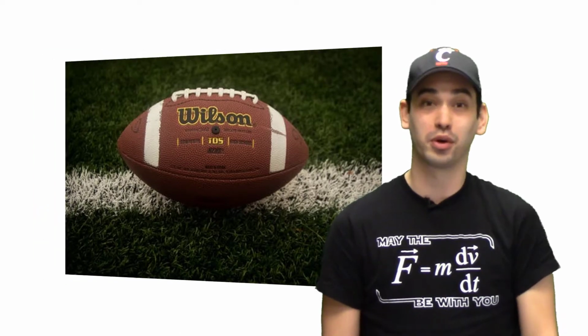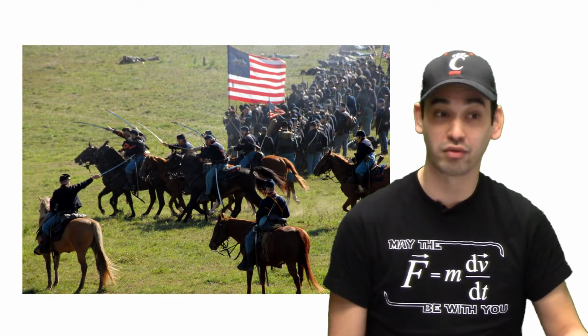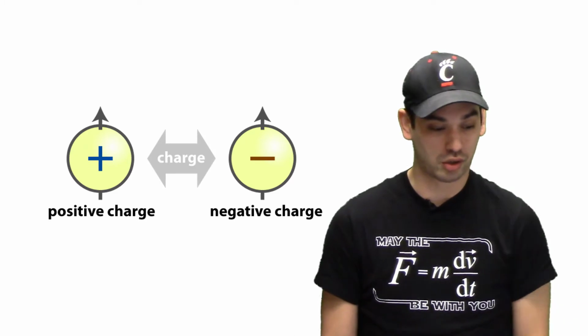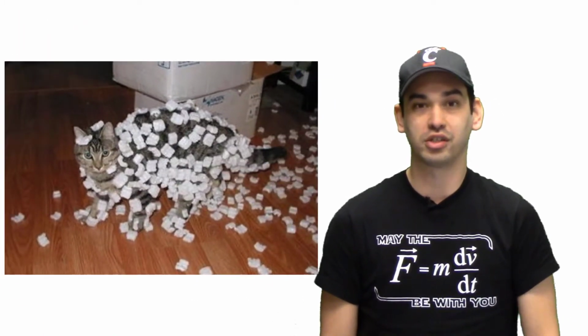If you've ever been to a sporting event or served in the Civil War cavalry, you'd recognize that tune. It's a bugle charge. When we talk about charge, we're not talking about bugle charges, we're talking about electric charge. But how does that relate to cats and dryer sheets?